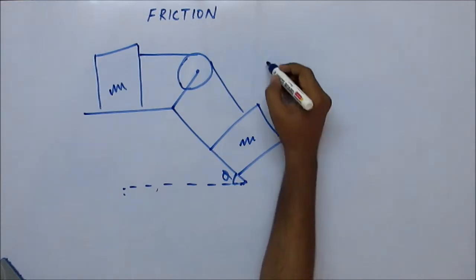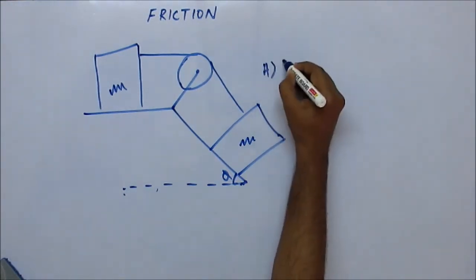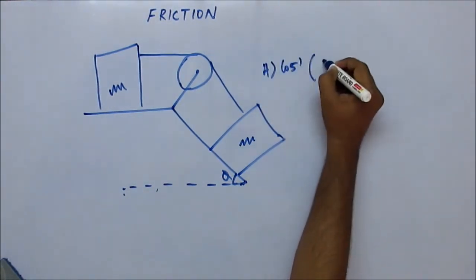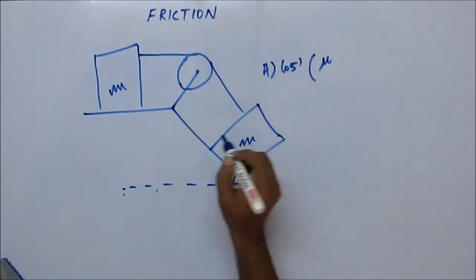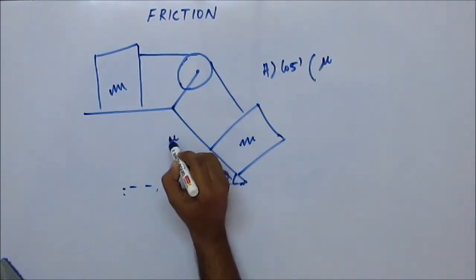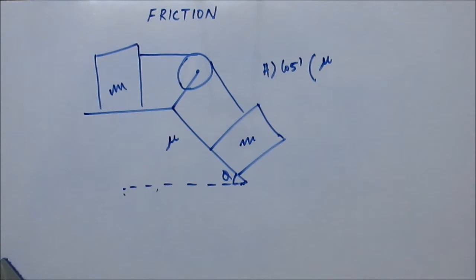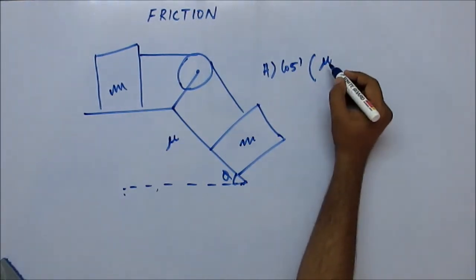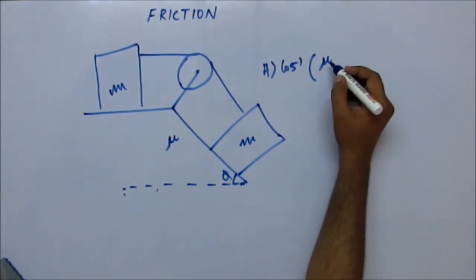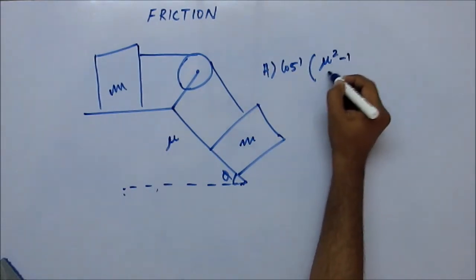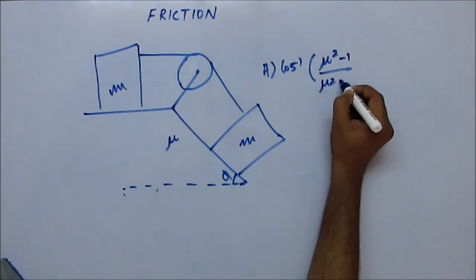Okay, so I'm giving you options. Option number A, cos inverse. I didn't give you the coefficient of friction. Coefficient of friction would be mu. So the first option is cos inverse mu square minus 1 upon mu square plus 1.